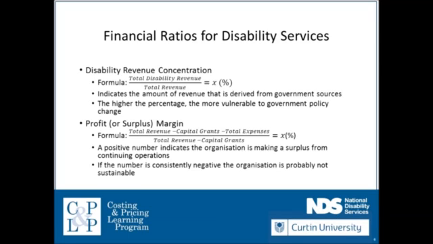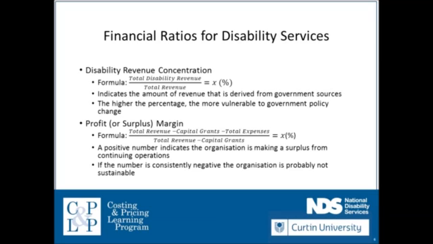They are also reproduced in the seminar materials, but more importantly, they're also on the Costing and Pricing Learning program webpage, which is cplp.nds.org.au. And they're there in the form of the NDS readiness materials. So make sure that you have a look at those readiness materials before you move forward with any ratio calculations of your own.